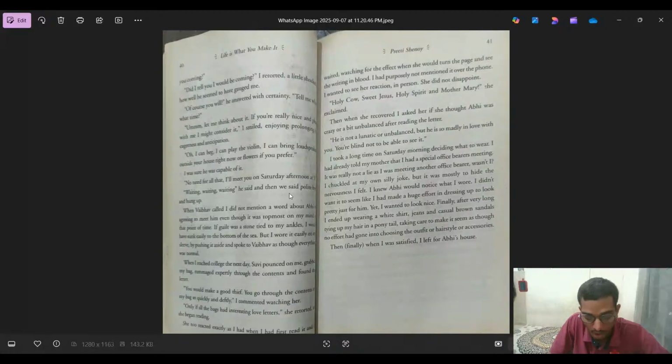Finally, after very long, I ended up wearing a white shirt, jeans, and casual brown sandals, tying up my hair in a ponytail, taking care to make it seem as though no effort had gone into choosing the outfit, hairstyle or accessories. Then finally, when I was satisfied, I left for Abhi's house.